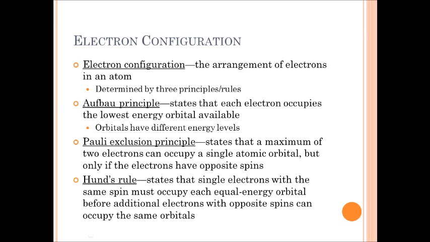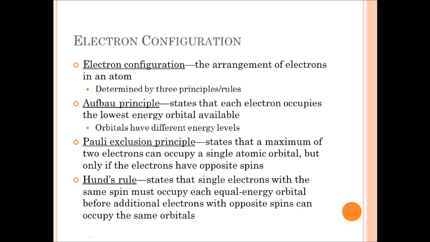The first, the main one, is the Aufbau principle. And it says that each electron will occupy the lowest energy orbital available. And the orbitals have different energy levels. The next is the Pauli exclusion principle, and it states that only 2 electrons can occupy the same orbital, but they have to have opposite spins.